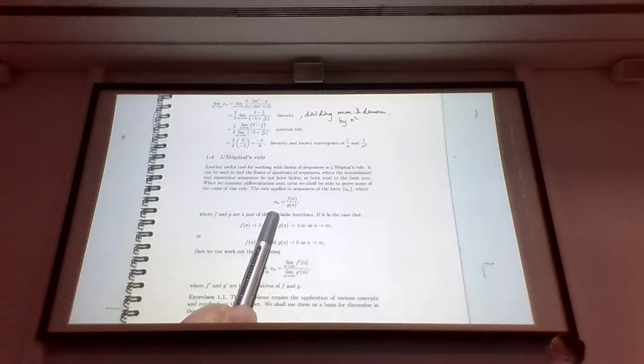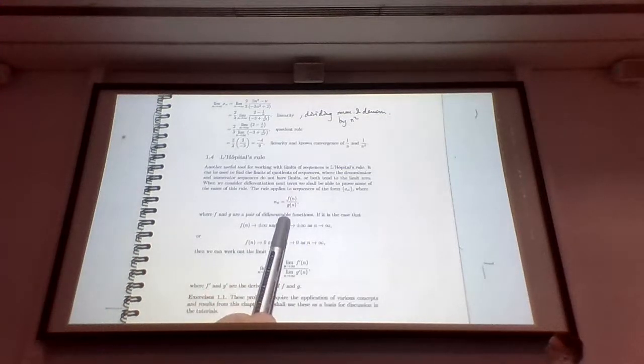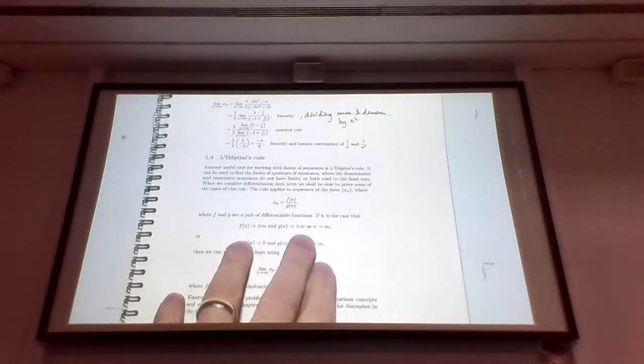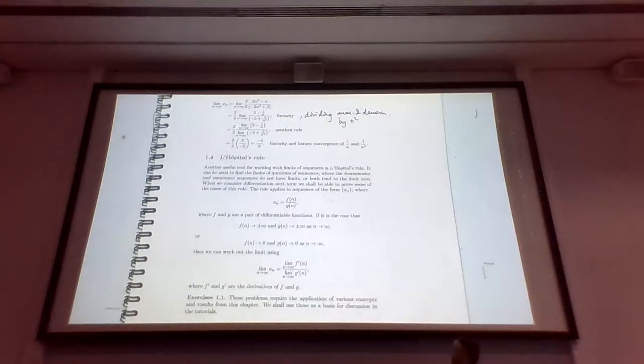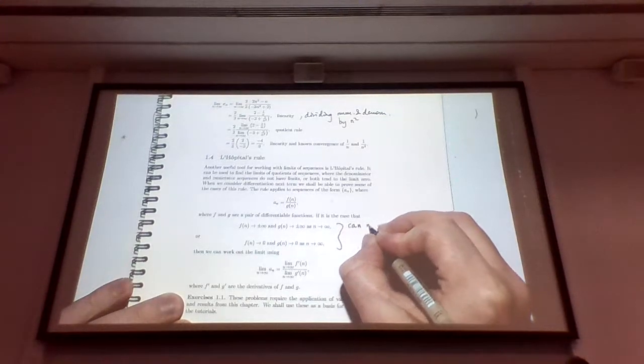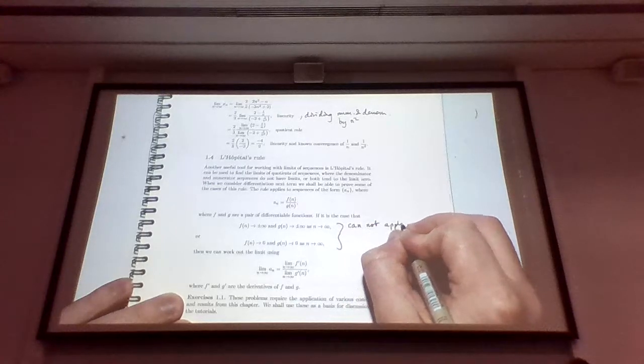When you're trying to judge the convergence or find the limit of a fraction, L'Hopital's rule can be used in the cases where the numerator and the denominator aren't converging to some fixed limit, but are converging to plus or minus infinity, so are increasing without bound. Or in the case where they're both converging to 0. In these cases, we cannot apply the algebraic limits.